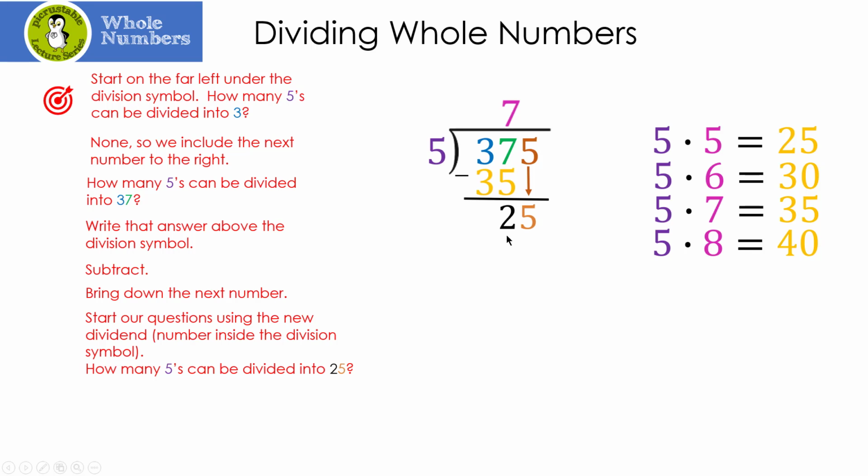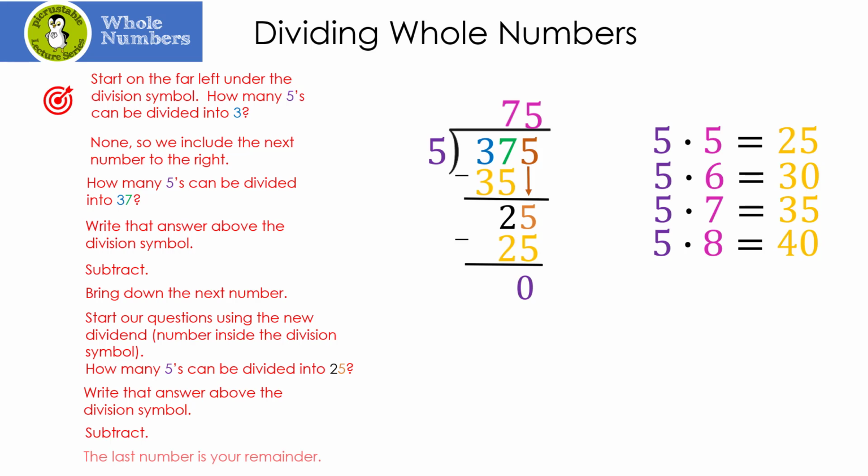I know that 5 doesn't go into 2, but 5 does go into 25. Let's figure out how many times. Well, if I look over here on my multiplication, I see that 5 times 5 is 25. Awesome! That's what I'm going to use. I'm going to write that number above the symbol, the 5 there, and then I'm going to subtract. 25 minus 25 is 0, and that's our remainder. Remember, the remainder is the number left over after a quotient is found. Let's check it by multiplication. 5 times 75 is 375. Awesome!